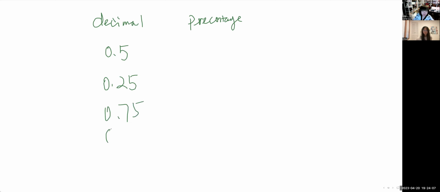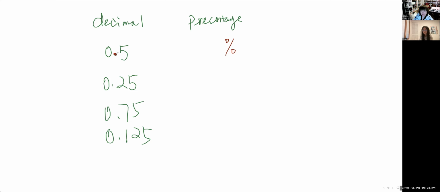So let's now do decimal to percentage. Let's take a look at this one. I'm going to use the first example, 0.5, and the second one, 0.25, and let's do 0.75 and 0.125 as demos. First of all, I'm going to put the percentage sign here. Chloe, the sign is the most important thing.